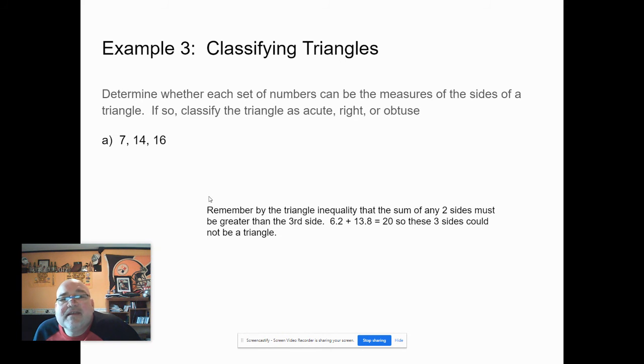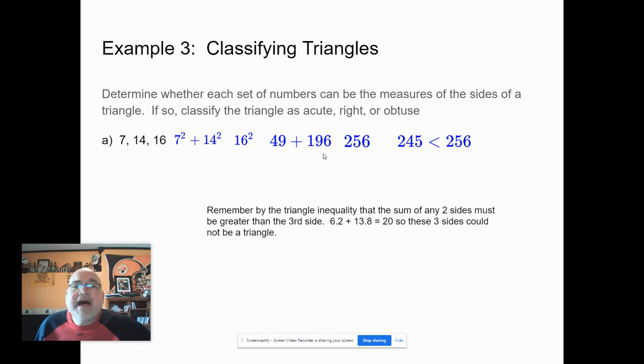7, 14, 16. Well, 7 plus 14 is 21, which is greater than 16, so yes, it can be a triangle. So we'll put 7 squared and 14 squared because those would have to be the legs because they're the shorter two. Compare it to 16 squared. 7 squared, 49. 14 squared, 196. 16 squared is 256. Adding those two together gives us 245, which is less than 256. We have an obtuse triangle.